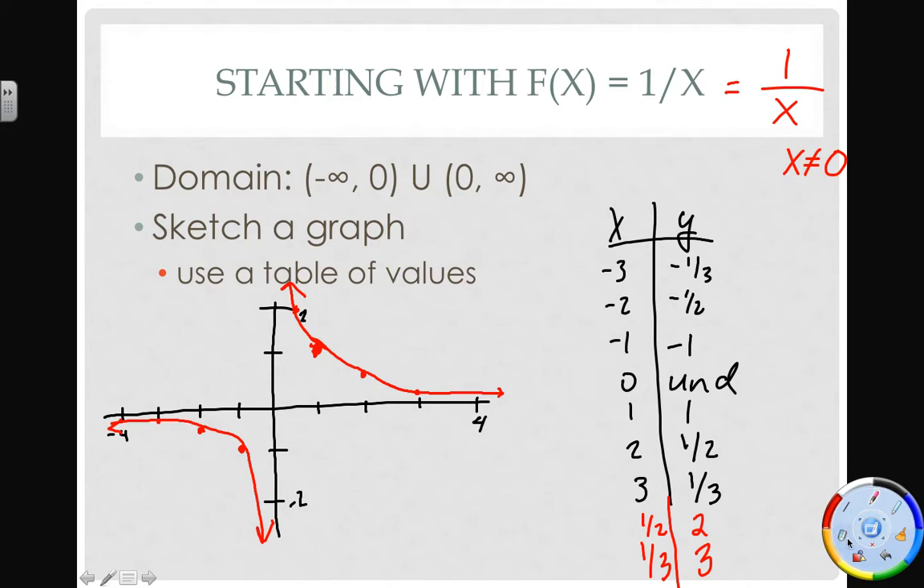And we can do all sorts of transformations like before with this. We could say 1 over x minus 2. This tells me to move everything to the right 2 units.